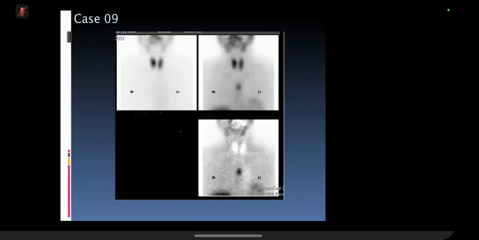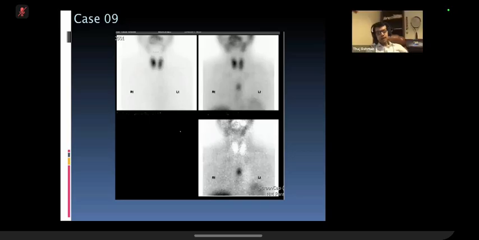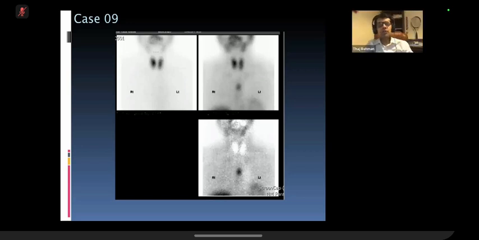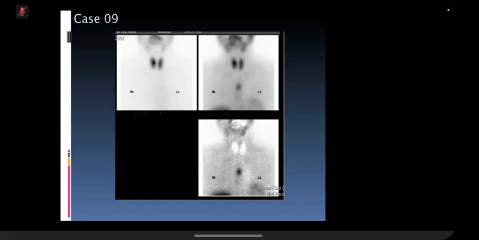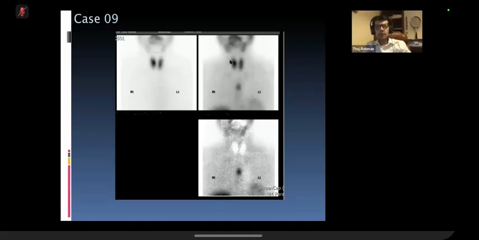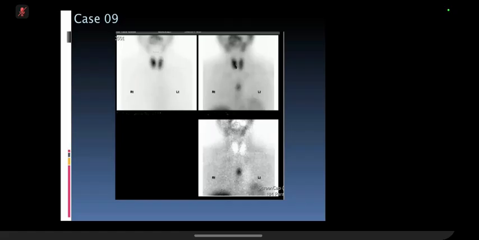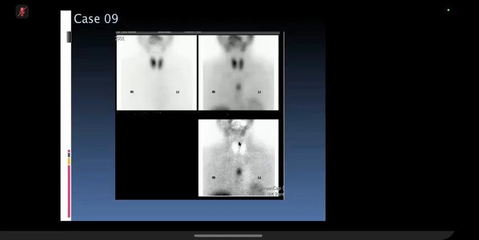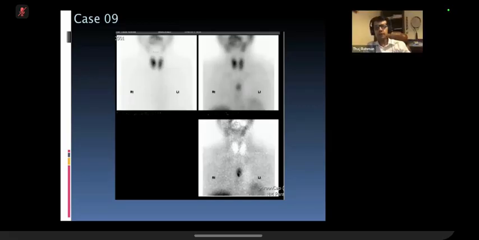a sestamibi and pertechnetate scan. You inject sestamibi and pertechnetate. Pertechnetate is taken up by thyroid, while sestamibi is taken up by abnormal parathyroid and thyroid. Then you subtract the pertechnetate image from the sestamibi image, then you will get only the parathyroid.